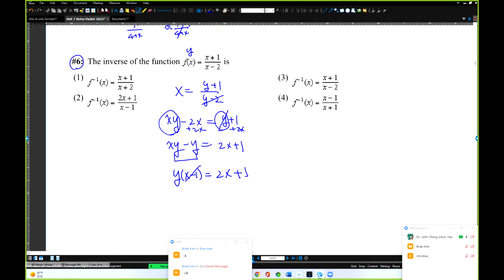Okay, after that you can divide by x minus 1. But we have to replace this with the inverse, okay, that's the inverse function, because there is the original function there. That's the answer: 2x plus 1 over x minus 1. Choice 2 is the answer. Okay.